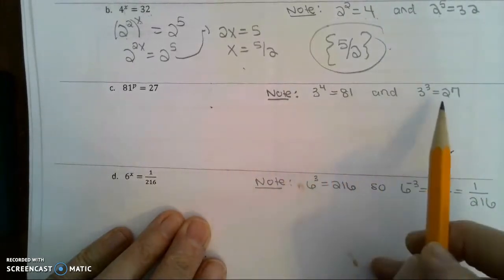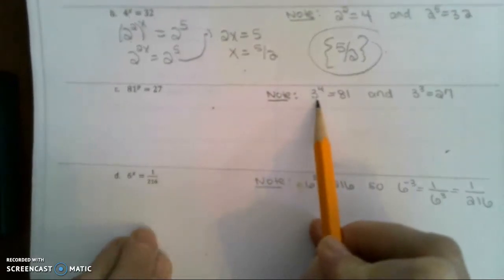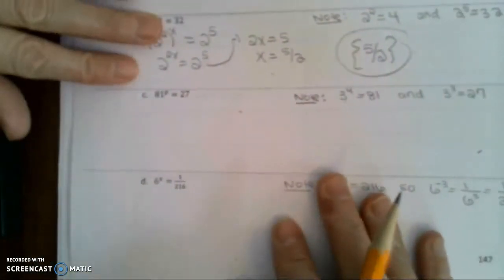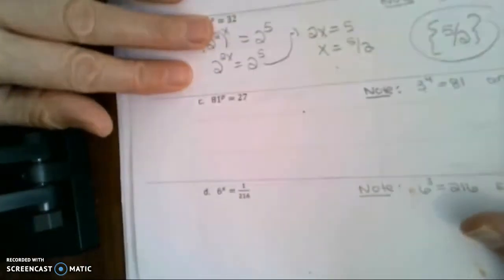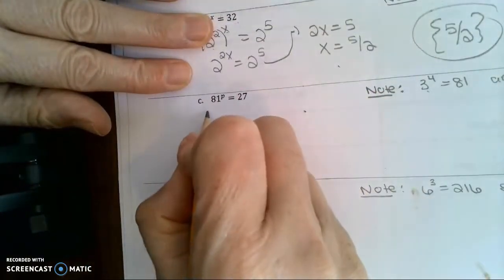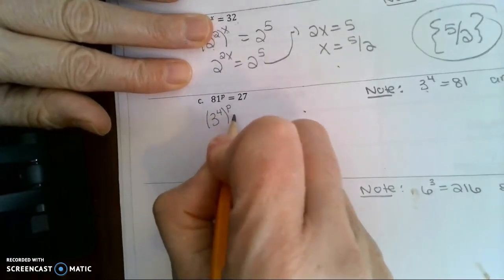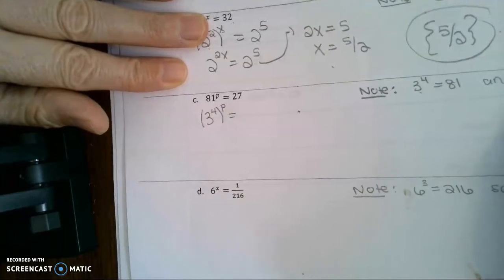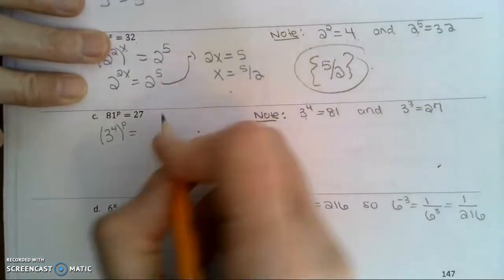Okay, so they're both 3 raised up to a power. So I'm going to rewrite this one as 3 to the 4th. And then instead of 27, I'm going to put 3 cubed.